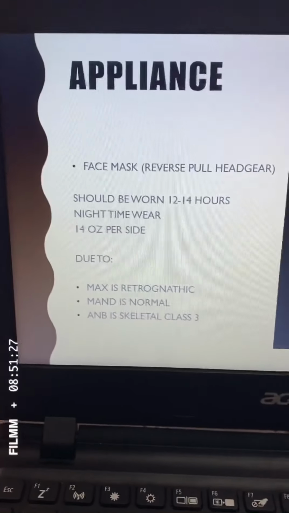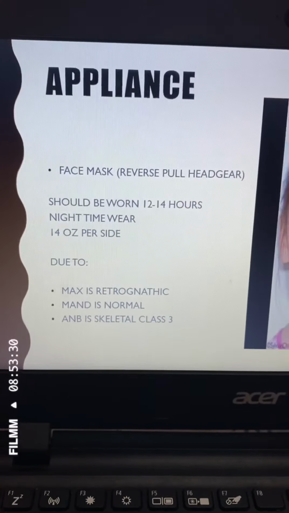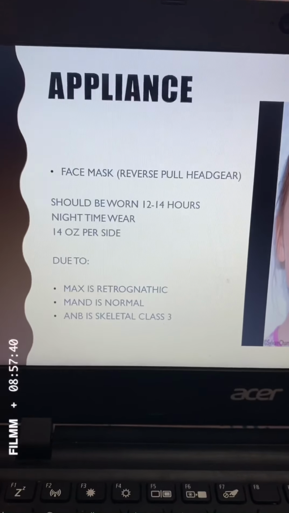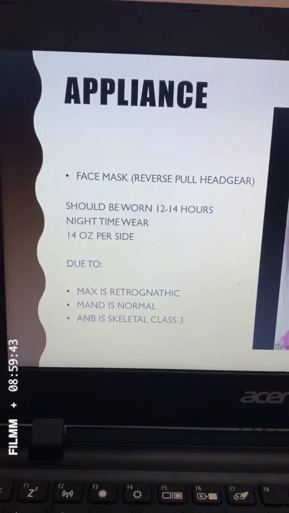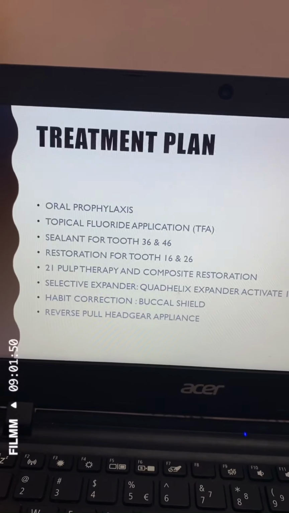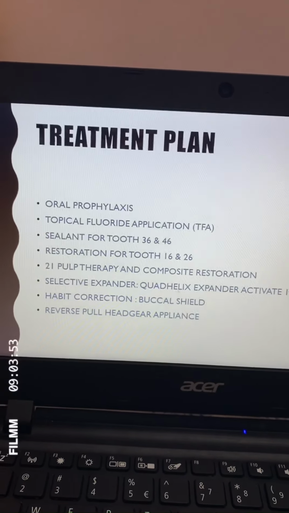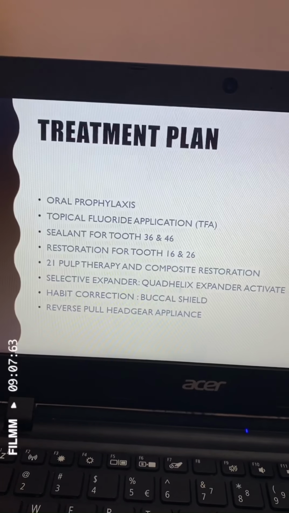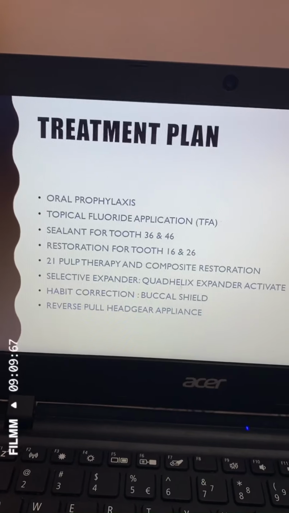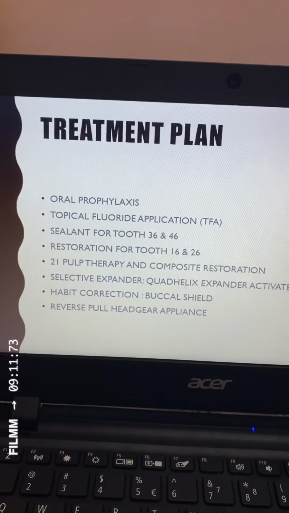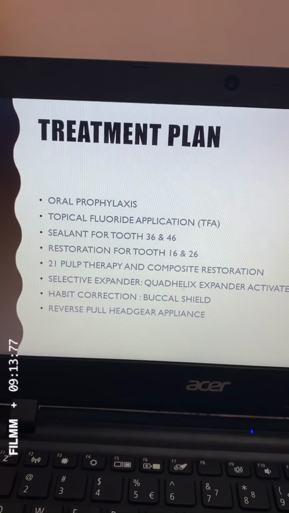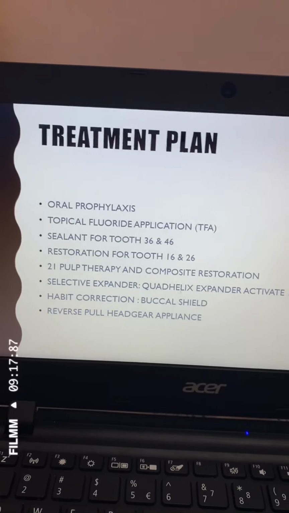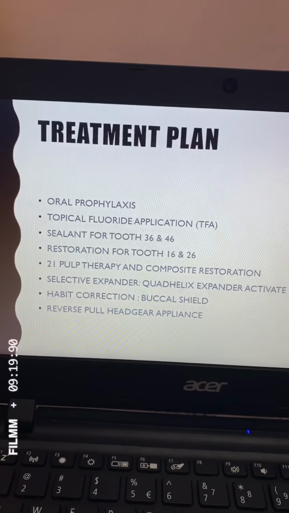So the face mask should be worn by the patient 12 to 14 hours, and it is nighttime wear and has 14 ounces per side. So the following are my treatment plan. First is the oral prophylaxis. It is very important because it removes tartar and plaque buildup from the surfaces of the teeth. Next is the TFA or the topical fluoride application. So it is done to improve health and reduce the risk of cavities, especially in children.